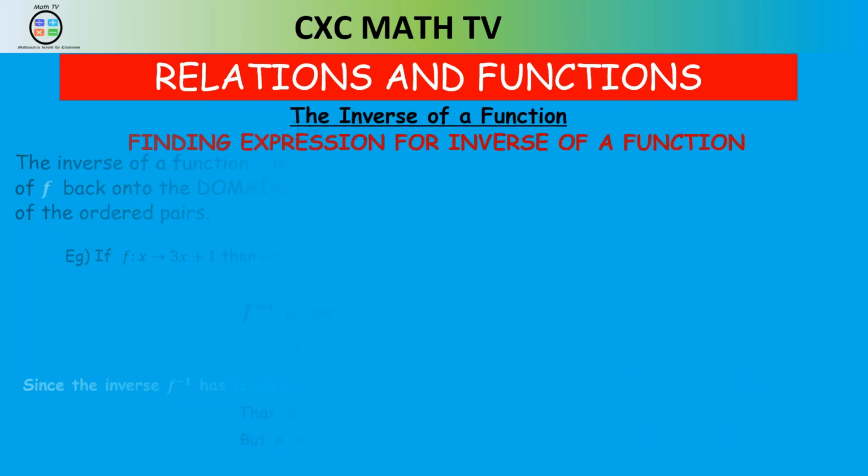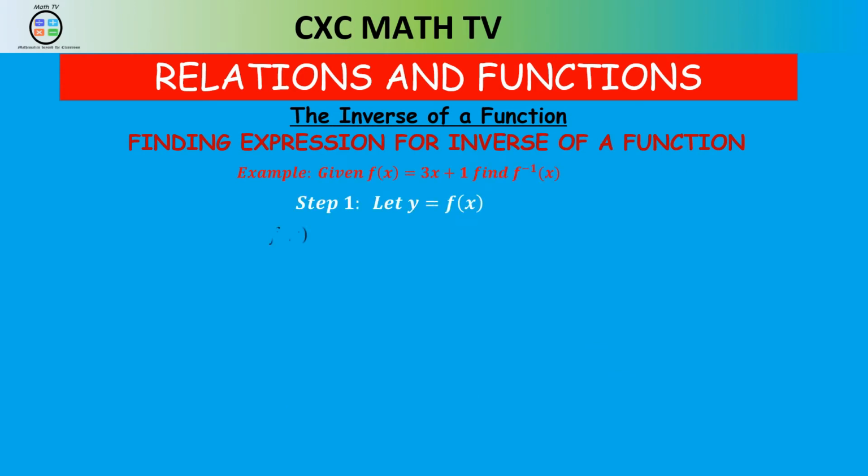So let's go. The function we were looking at was f of x being 3x plus 1. To find the inverse, step 1, you're going to call the function f of x y. So that is y is equal to 3x plus 1. Step 2, you're going to interchange x and y. So where x is, you put y, and where y is, you put x. So now x is 3y plus 1.